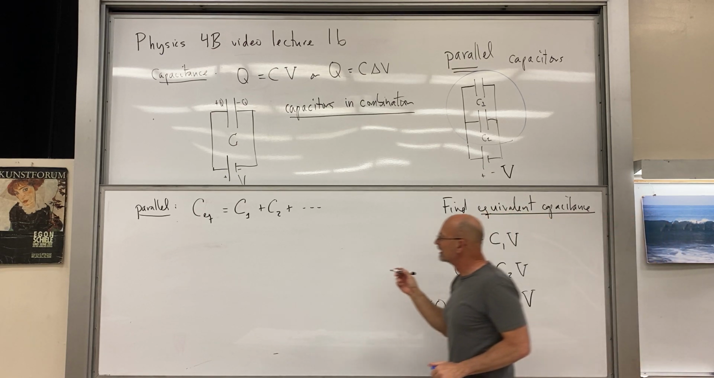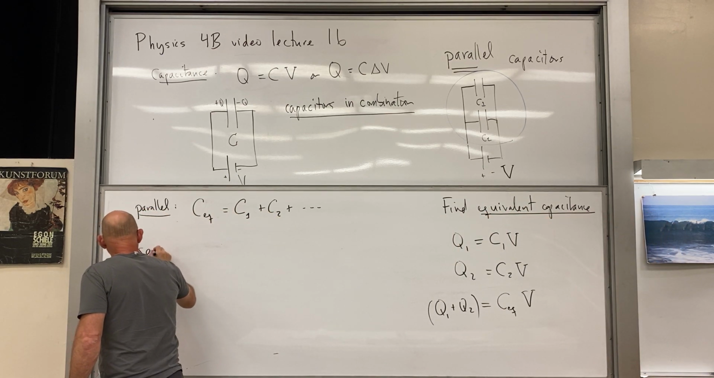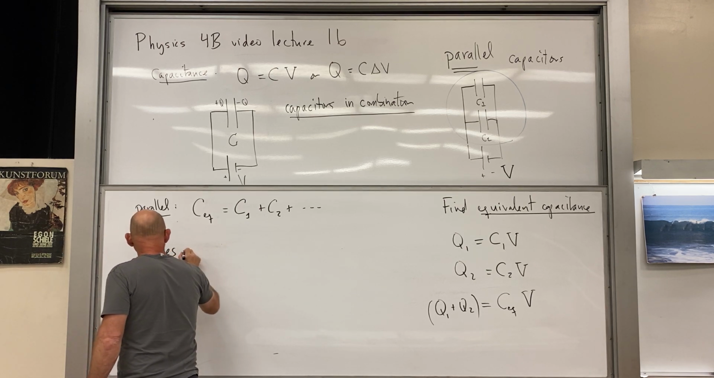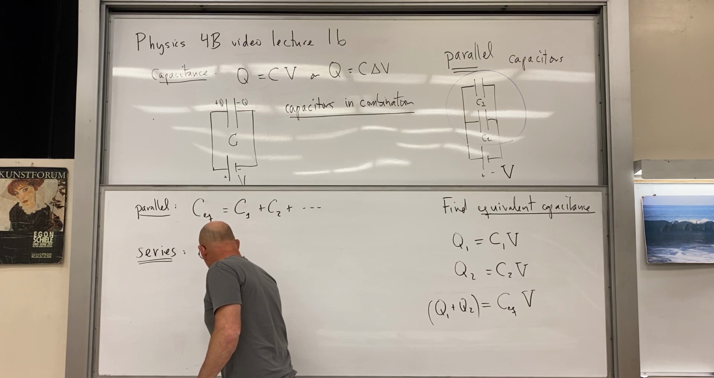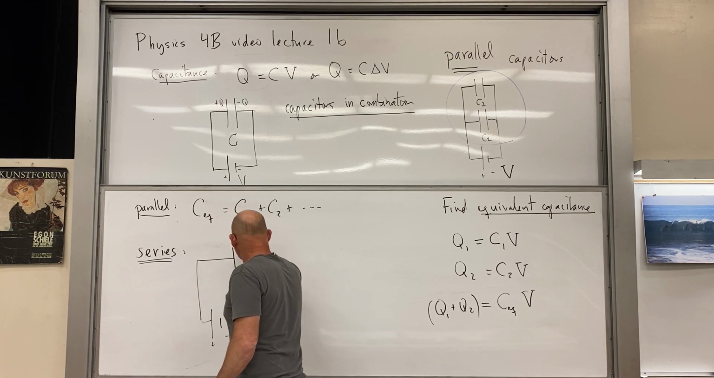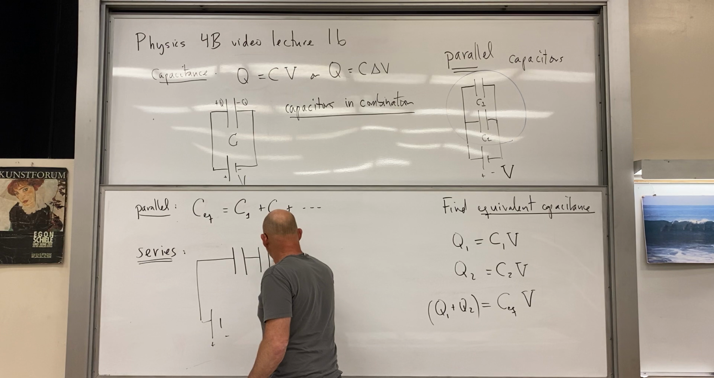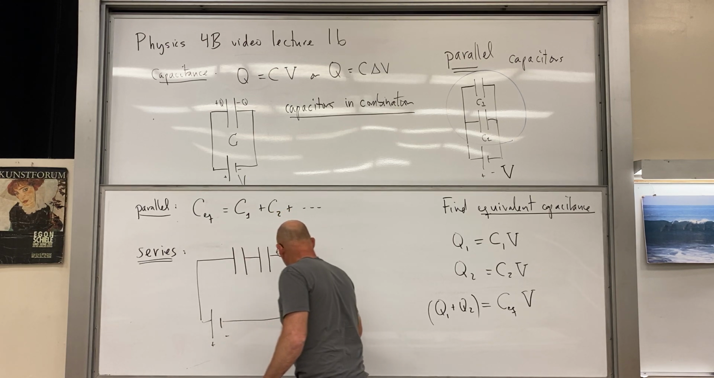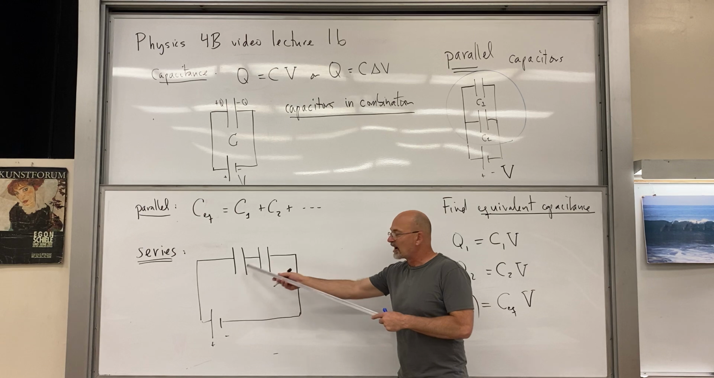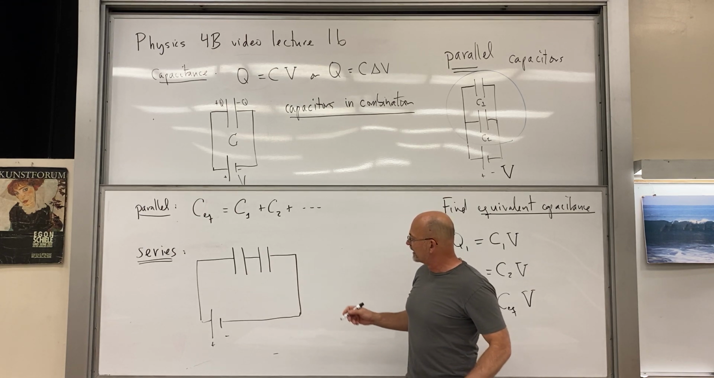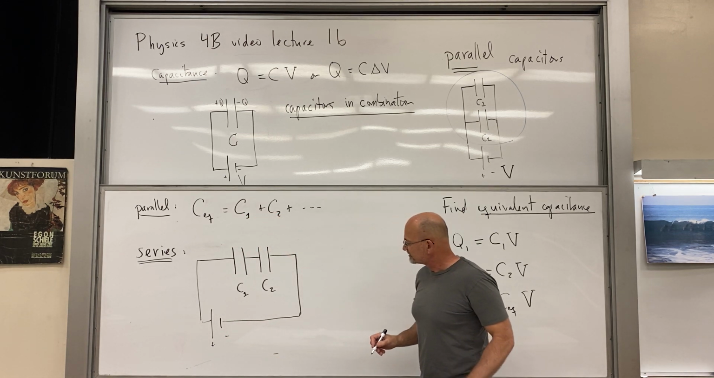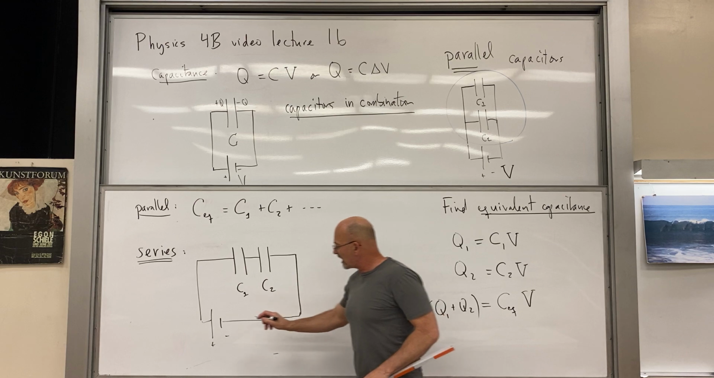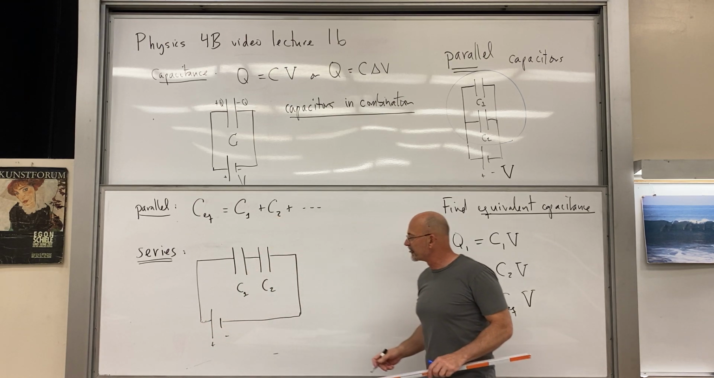Now, series is the other fundamental way of putting things together. So for the series capacitance, let's go ahead and put our battery here, and we're going to wire two capacitors where you go in one side and out the other, so to speak. Okay. And this again is C1 and this is C2. And we wait a while and they're now charged up.